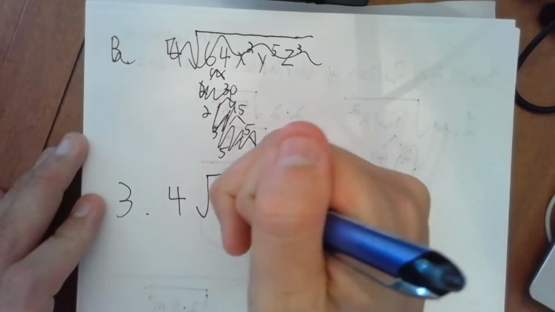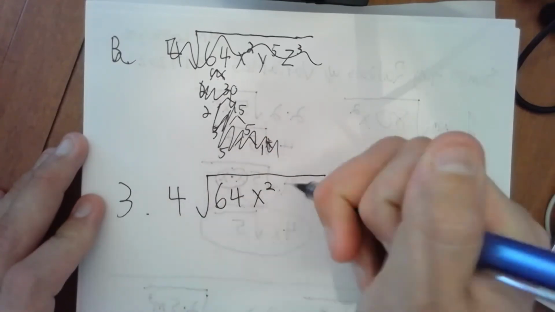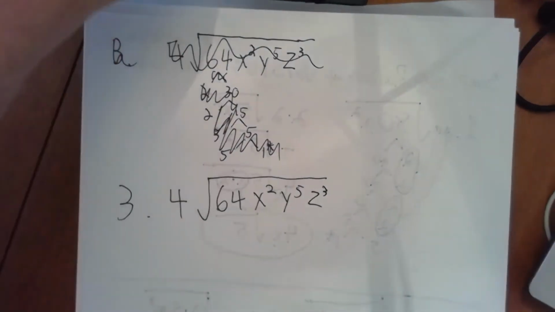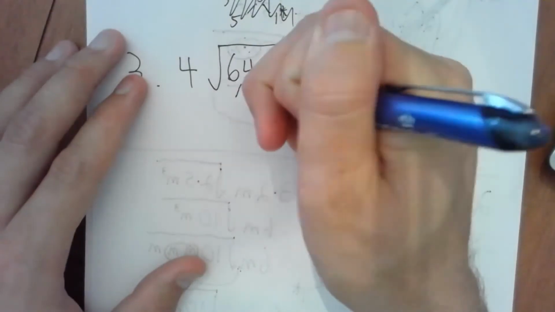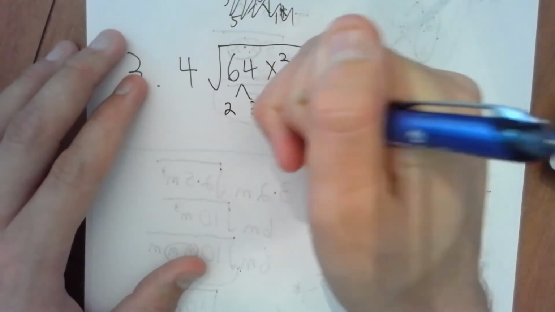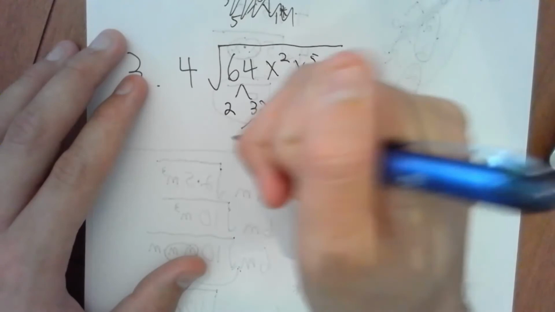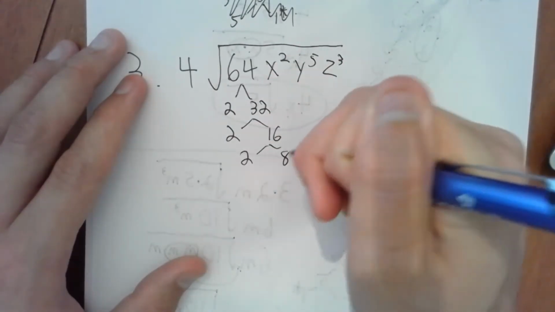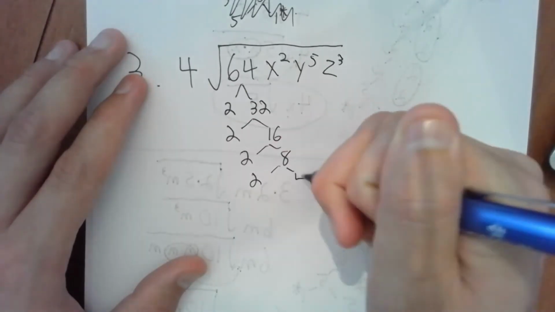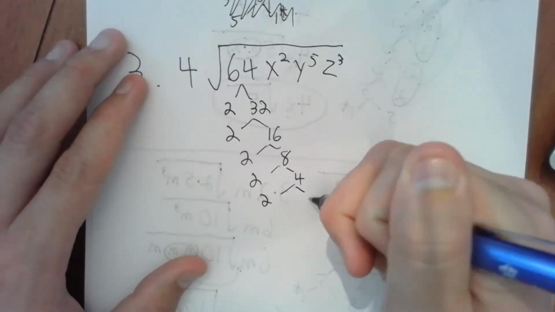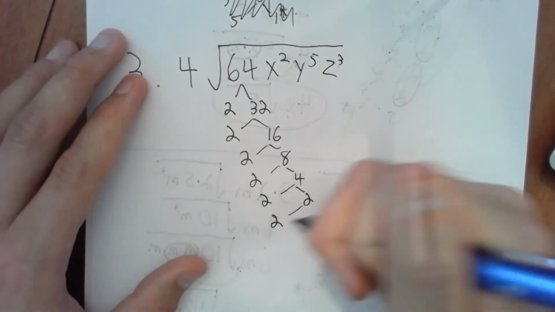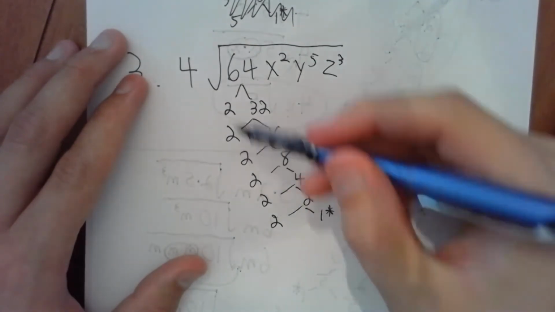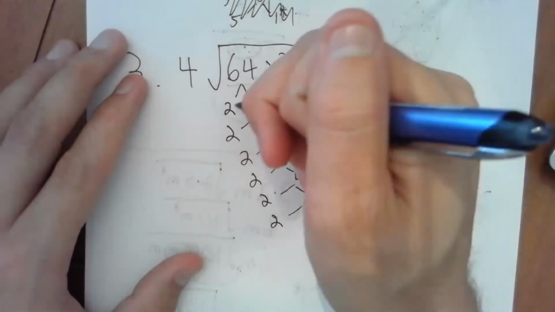4 times the square root of 64 x squared y to the 5th z to the 3rd. Where my mistake was when I was doing my factor tree, I accidentally said 2 and 30. It's 2 and 32. So don't make that mistake. Be careful. Take your time with it. So break it down using the factor tree. And now circle your pairs, since once again it's a square root.